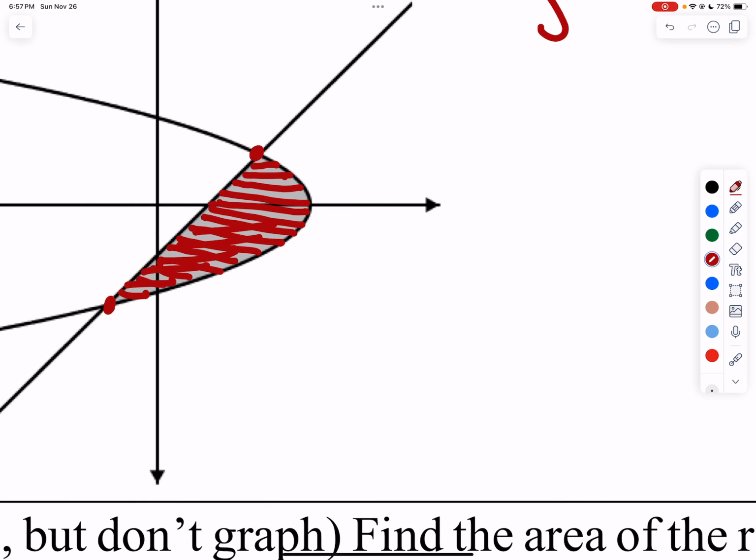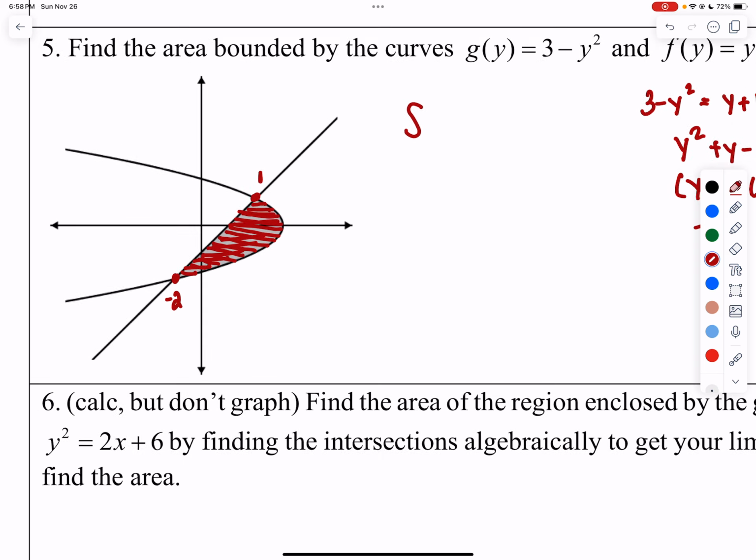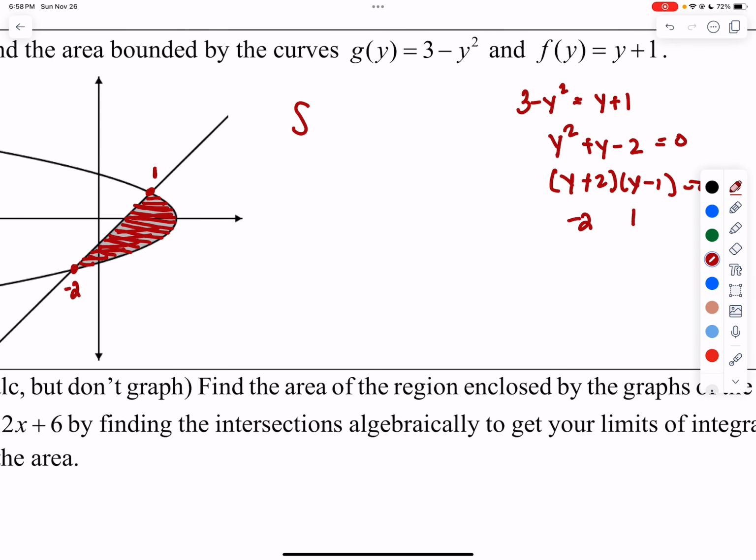In order to do that, I have to set these two equal to each other and find what y is. I'm going to add y squared and subtract 3. So that is going to give me y squared plus y minus 2. That's going to give me y plus 2 and y minus 1, which gives me negative 2 and positive 1. So this means that my y intersection is going to be negative 2 and positive 1. So that means my bounds are going to be from negative 2 to positive 1.